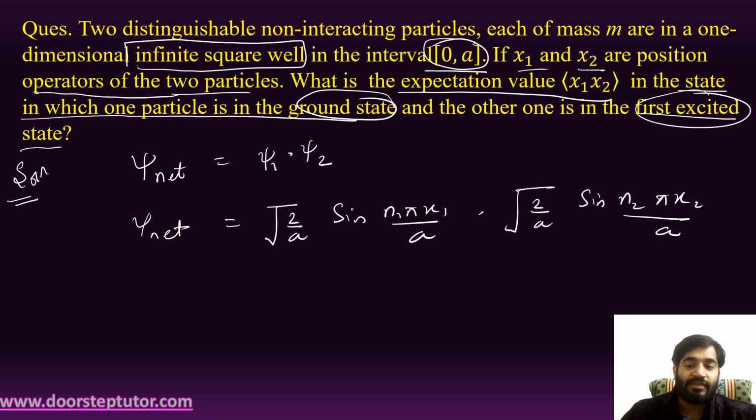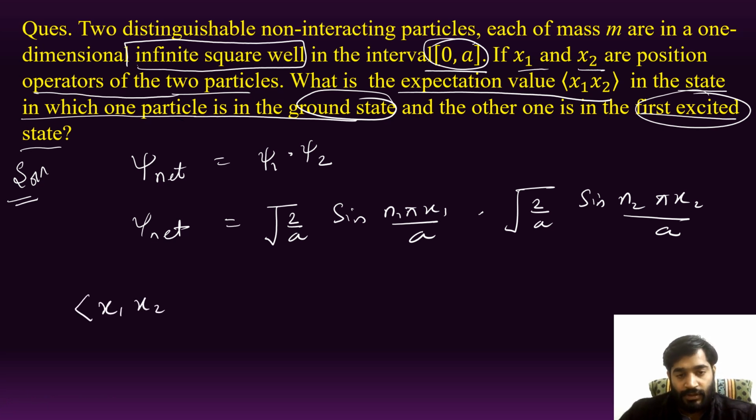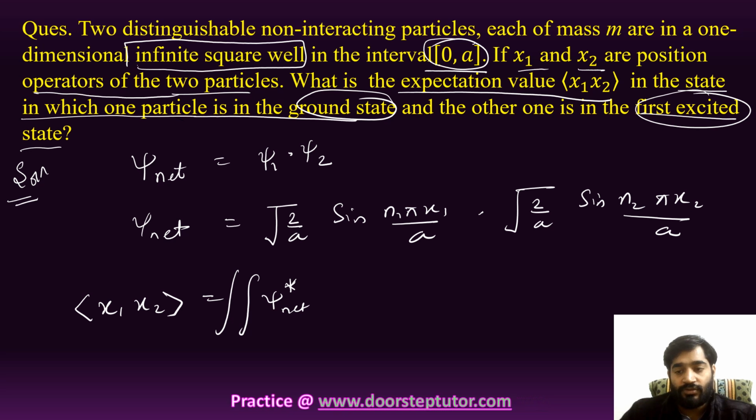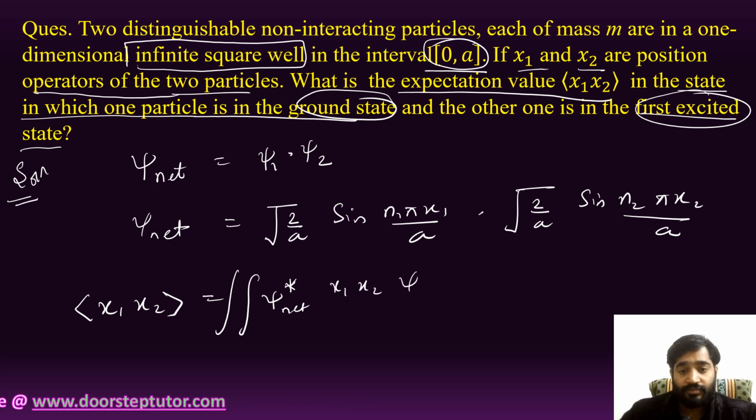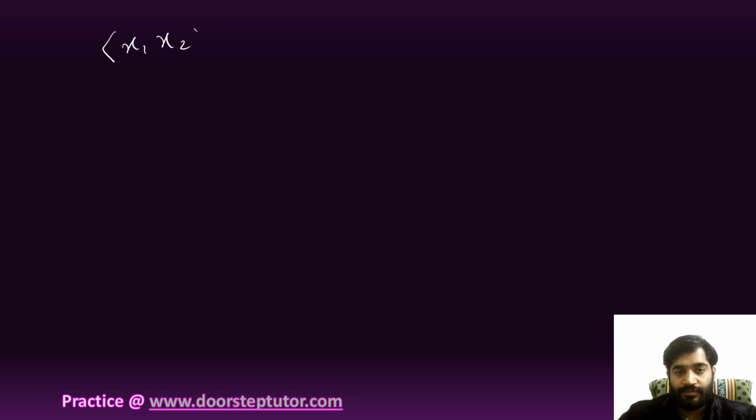But we have to find something else. What we have to find? We have to find the expectation value of x1 x2. So it's going to be a double integral actually, psi asterisk net into x1 x2 into psi net dx1 dx2. Clear?